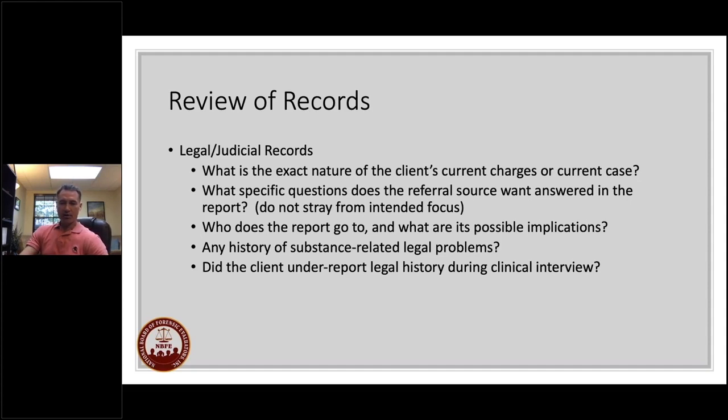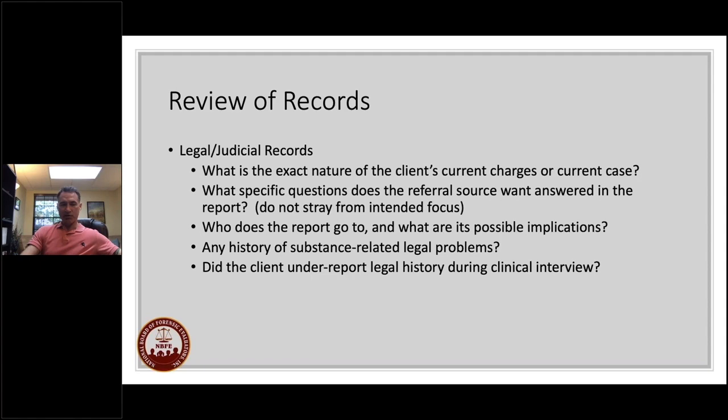You also will want to explore who the report goes to. Does it go to an attorney? Does it go to the client? Does it go to the judge? And what are the possible implications? Does it go to a probation officer? Who does it go to? And then is there any history of substance-related legal problems in their background?